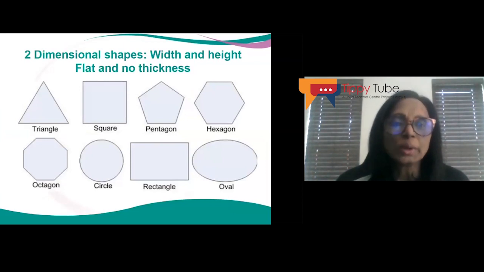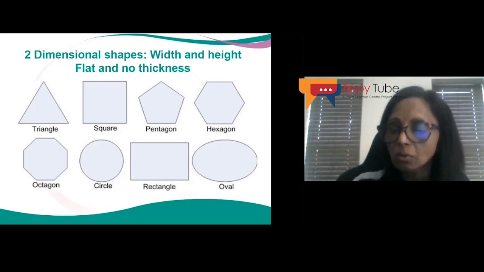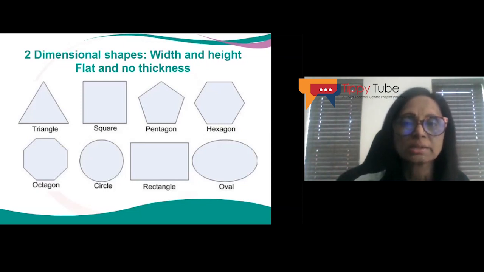In this topic, you need to understand what is a two-dimensional shape and what is three-dimensional objects. Now, two-dimensional shapes have a width and height. They are flat and they have no thickness, as you can see here. For example, triangle, square, pentagon, hexagon, octagon, circle, rectangle, oval are all two-dimensional shapes. They're flat, they've got no thickness. All that they have is a width and height.